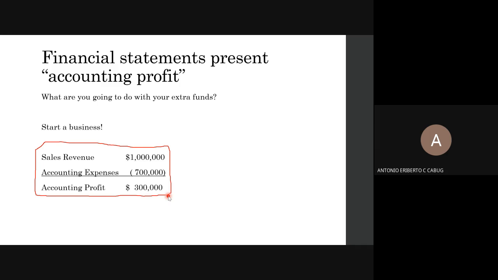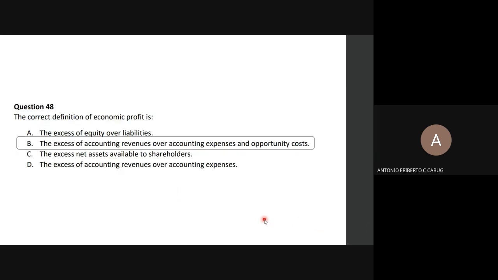Yung effort natin, ay yung funds natin pwede sanang kumita sa stocks, no? O kaya sa cryptocurrency, etc. So, we are not accounting for opportunity cost in accounting. Okay? So, it is relevant for decision making and therefore part of the calculation of what we call economic profit. Okay? So, letter B is the correct definition of economic profit.